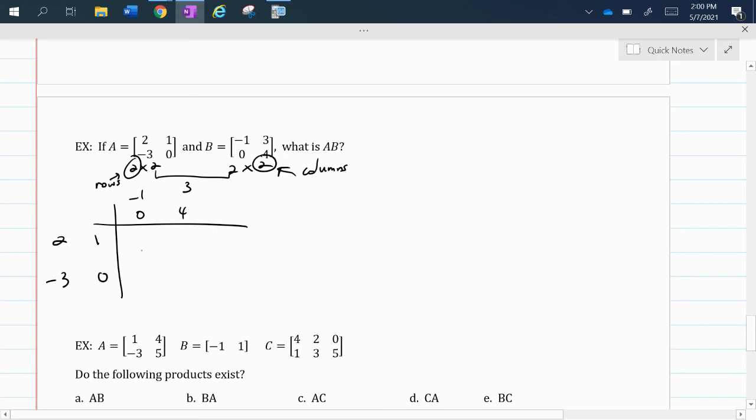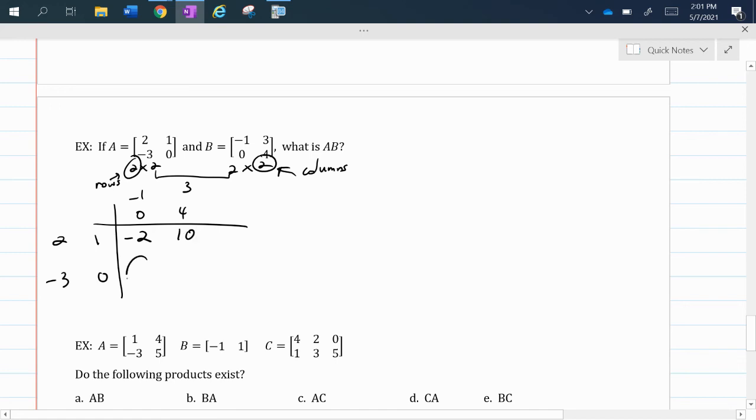And what we do is, for the entry that goes here, we use the first row, first column. First row, first column, 2 times negative 1 plus 1 times 0. 2 times negative 1, negative 2, plus 0, which is negative 2. That's how we get our entries. Let's go to first row, second column. So we use the first row and the second column. 2 times 3 plus 1 times 4. 2 times 3 is 6, plus 1 times 4 is 4. 6 plus 4 is 10.